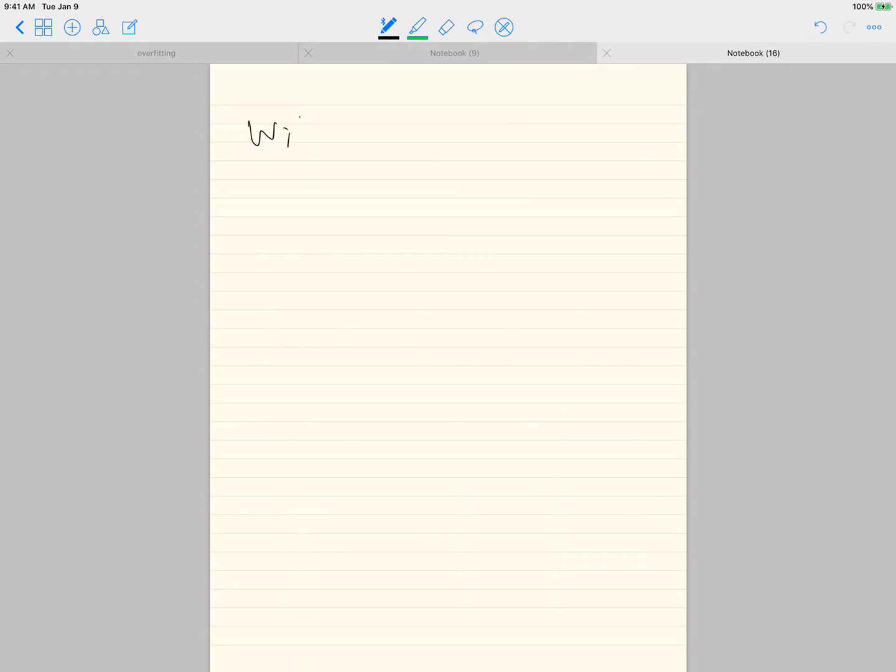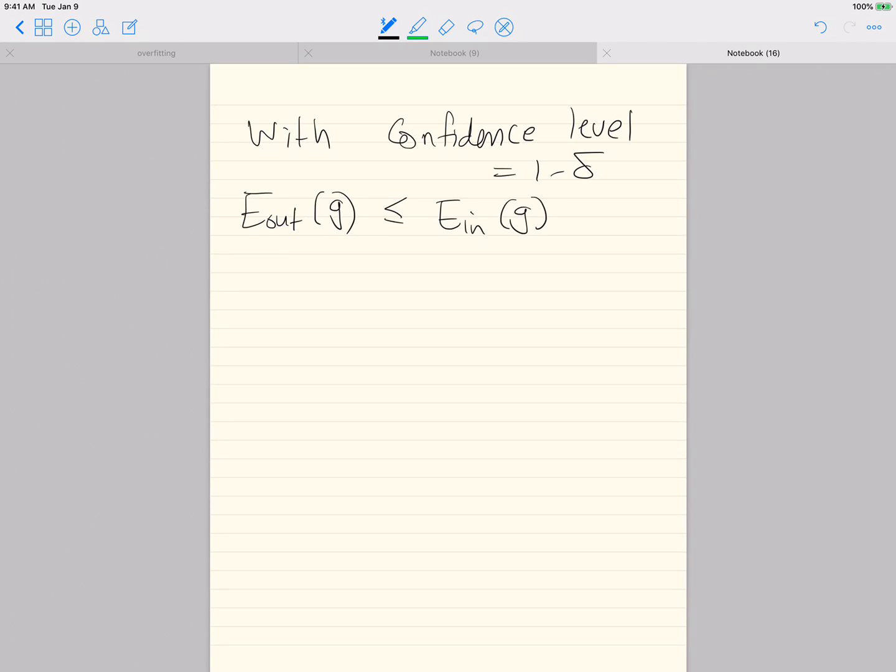So with confidence level of 1 minus delta, what we can show is that E out of g is less than E in of g plus a penalty term. And that penalty term is obtained by substituting epsilon in terms of delta. So you go back to that equation we just had, and you solve for epsilon. And epsilon turns out to be the square root of 8 over n log 4 mH of 2n divided by delta.